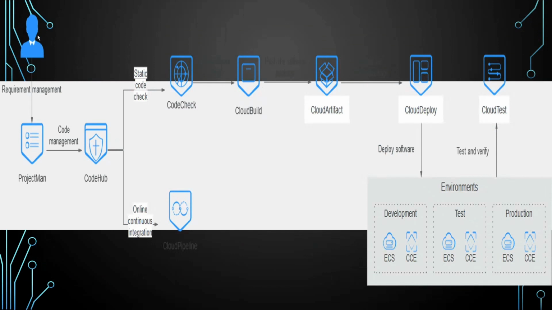For example, this is the requirement from my product manager. If I can see, yes, you can see my picture. This is the requirement from the customer, and this is the product manager. He listed all the requirements in a project management service, like, I need this, I need this, I need this.